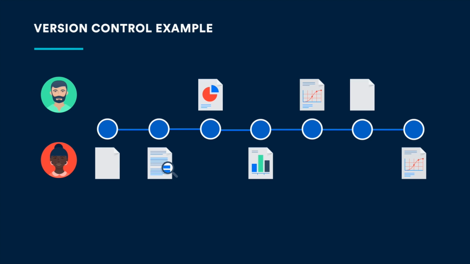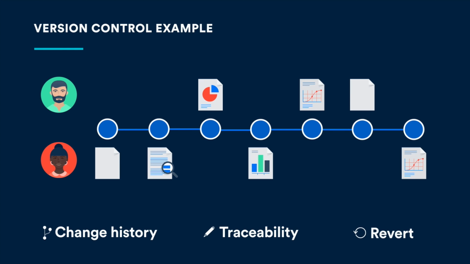So what do you need to know from this example? Version control gives you change history. It shows the changes of a file over time. It also gives you traceability, who made the changes, when they made the changes. And it also gives you the ability to revert to previous versions.